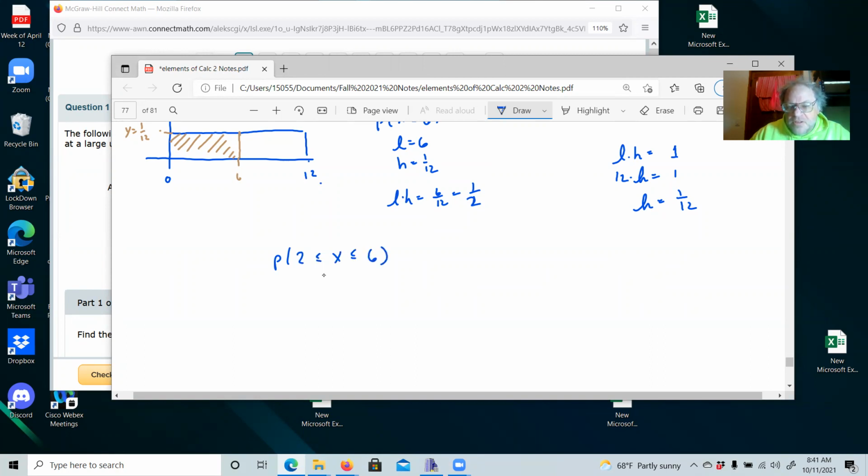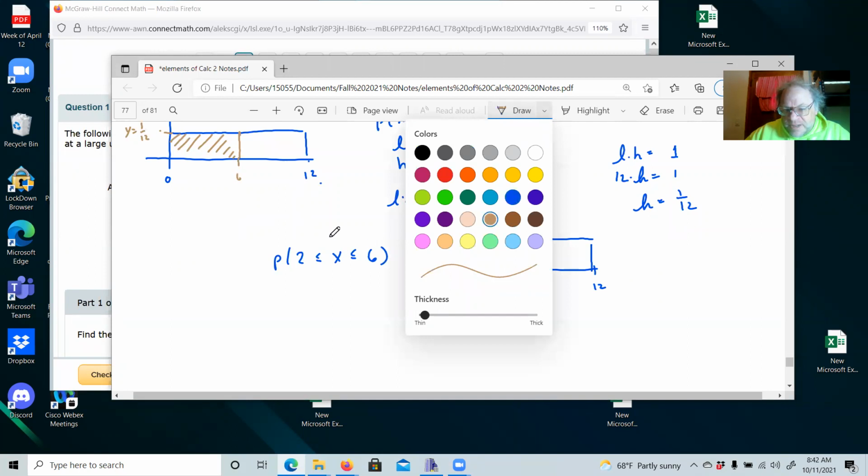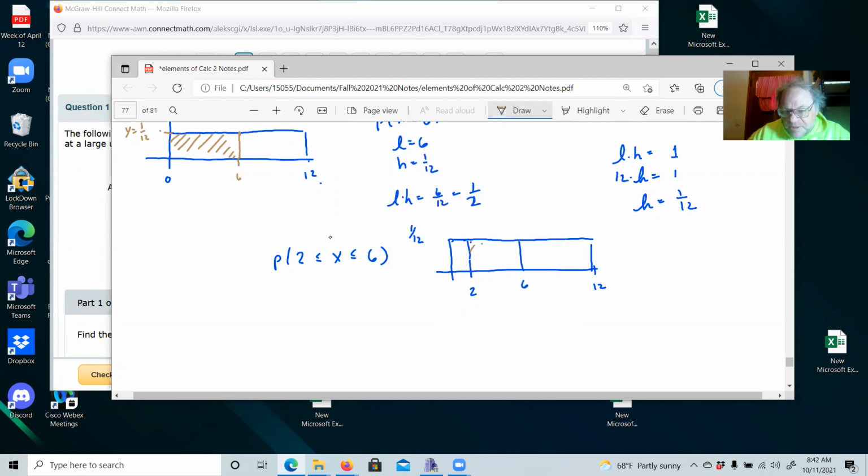Okay, so we're just going to draw the picture. Here's my, we're always doing the same rectangle here. Here's my curve, 1/12, which multiplies out to 1. So we want between 2 and 6. What's the area of this little piece in here? What's the area between 2 and 6?